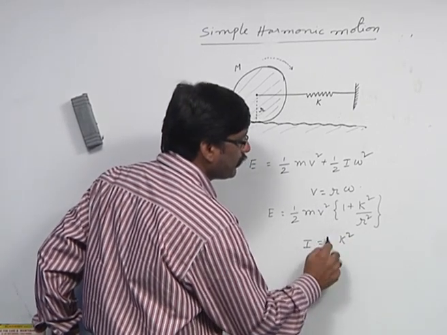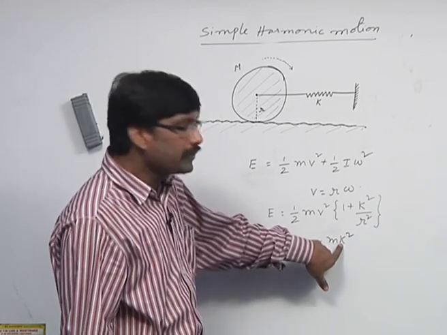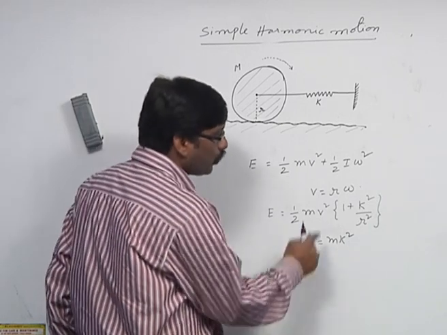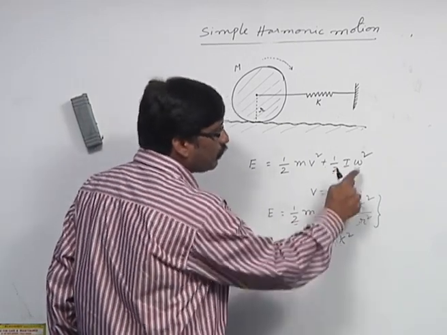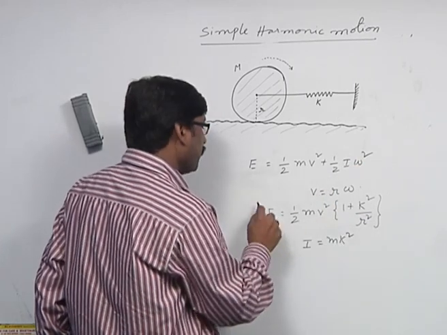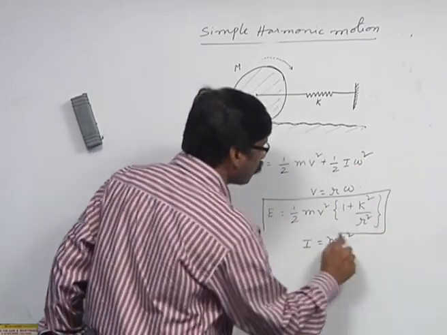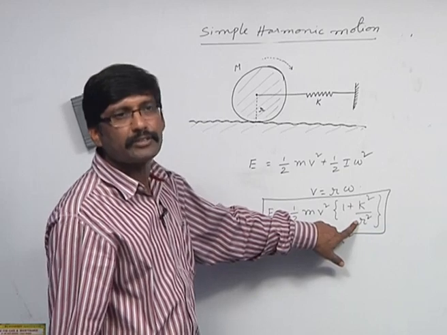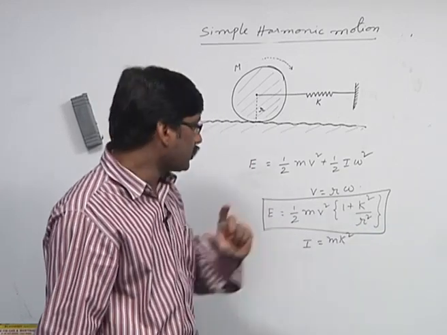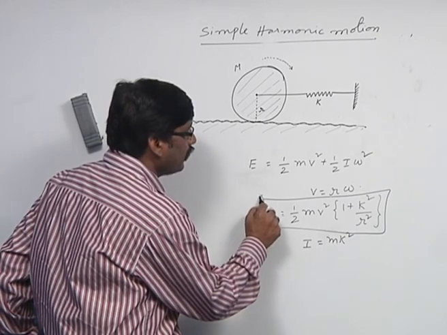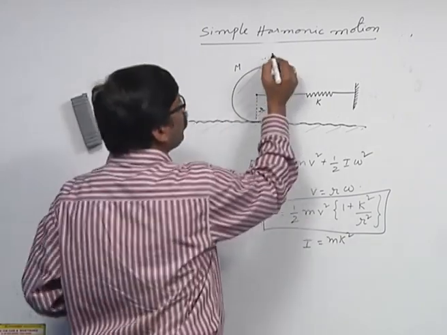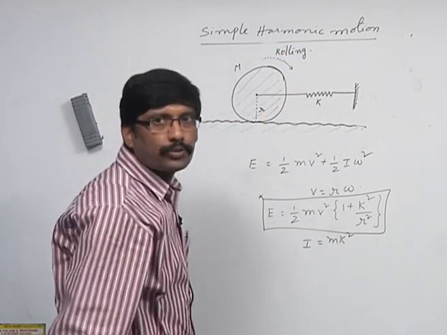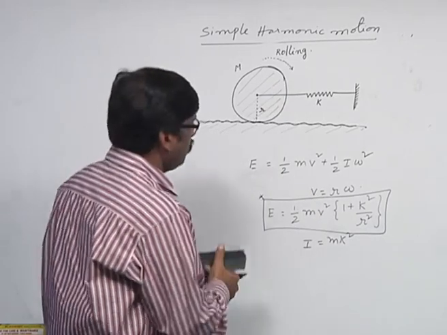I is equal to mk square, where m is the mass and k is the radius of gyration. So, in place of I I am writing mk square, and in place of omega I am writing v by r. So, I am getting the kinetic energy of a rolling body is half mv square into 1 plus k square by r square, where r is the radius of the body. I am going to use this formula when the body is in rolling motion. So, an extra term will come here.